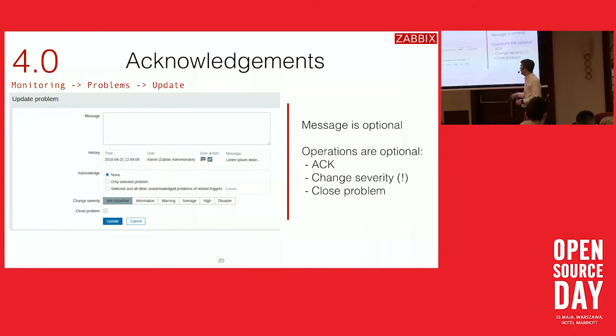So what you do, you go to this update page. It's not called acknowledge, but now it's called update, problem update. And then you may change the severity. If it was not classified, for example, you may push it to disaster, or from disaster, you can lower it to warning or information. So it's all supported. And also you may close a problem.